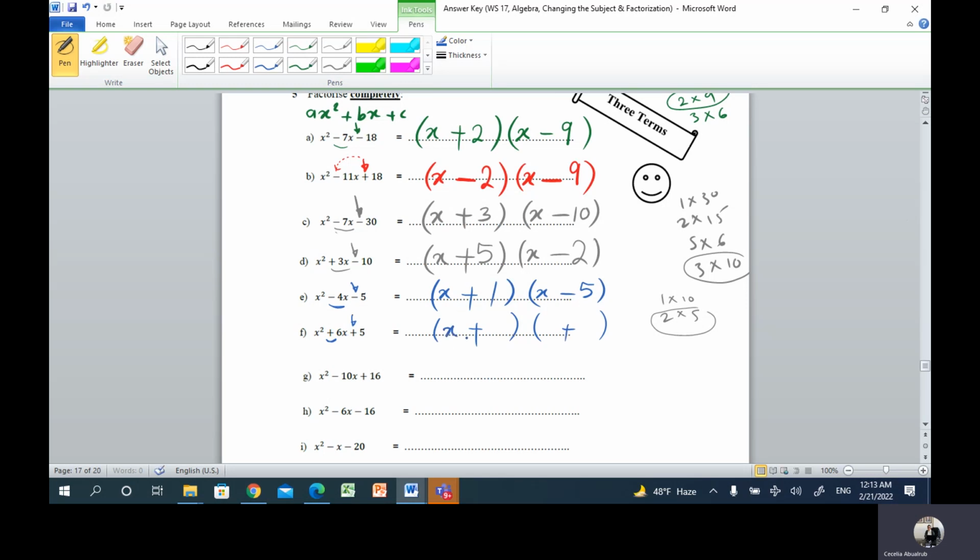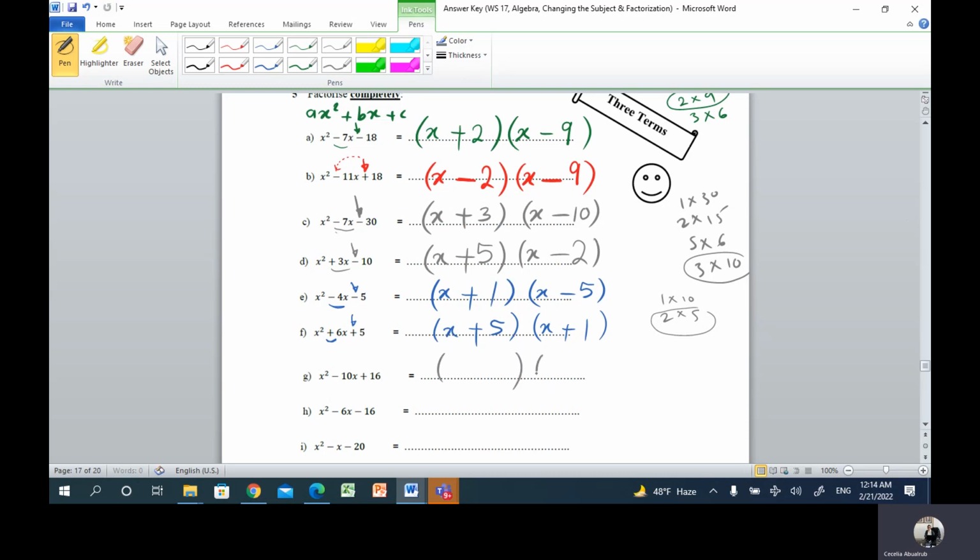Then x squared, this is x and this is x, and 5 is 5 times 1, so 5 is here, 1 is here, or 1 is here and 5 is here. It won't make any difference. Okay, x squared minus 10x plus 16.